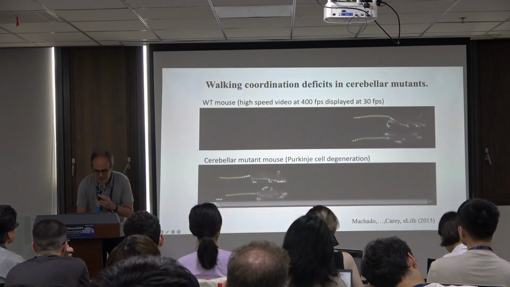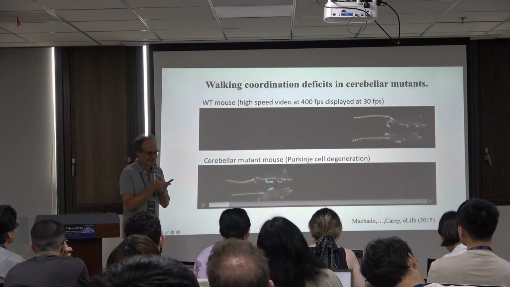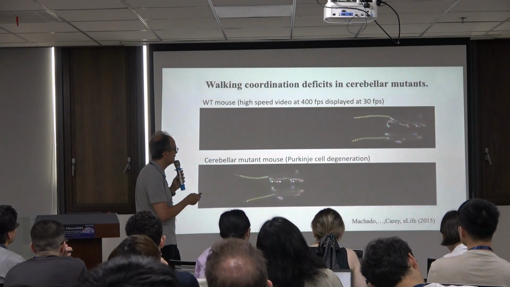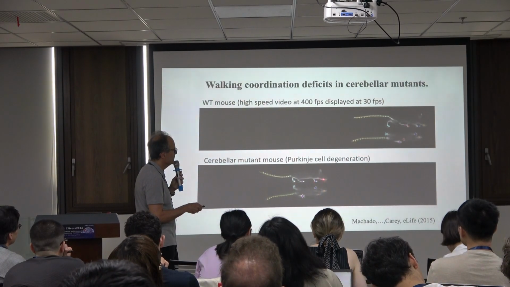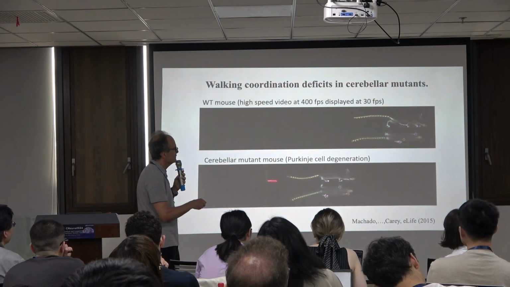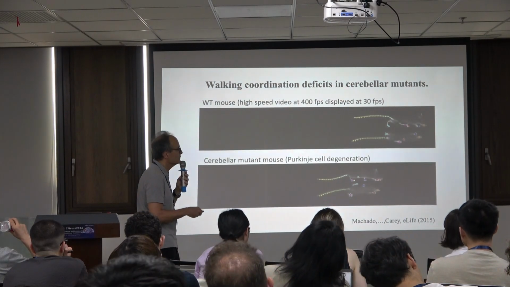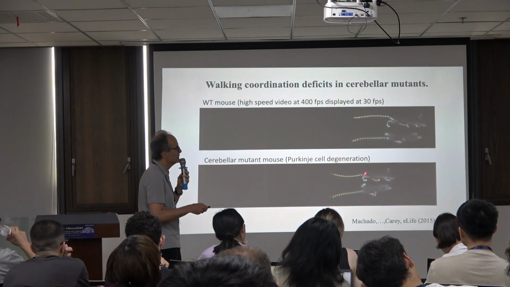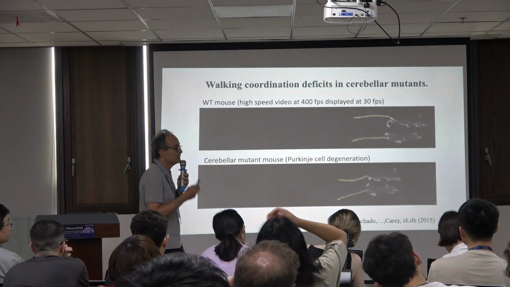The movement has repeated too much. Okay, so you see now that every bow is put at a different time. The tail is waving in all kinds of fashion. So in some sense, the mouse has lost, because this is a Purkinje cell degeneration.